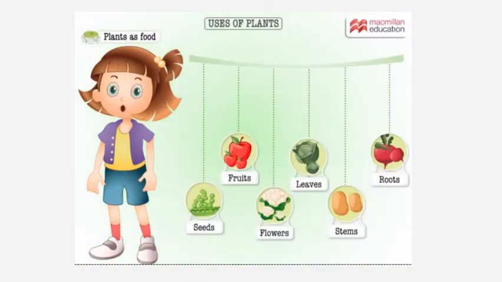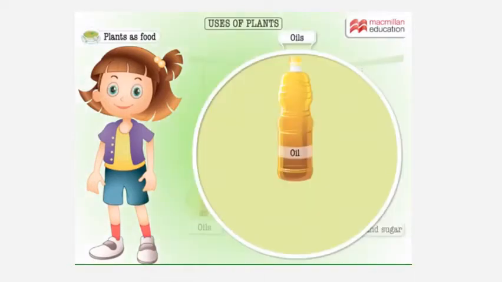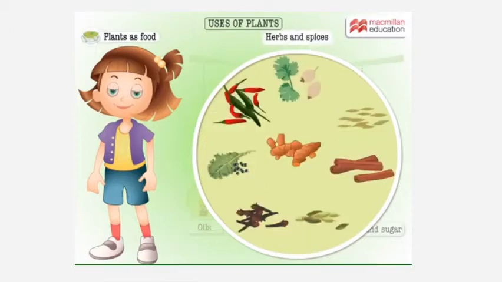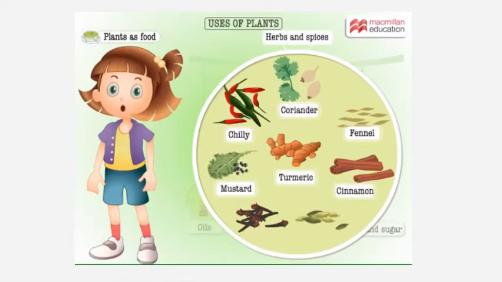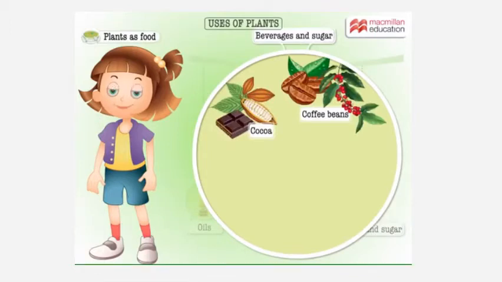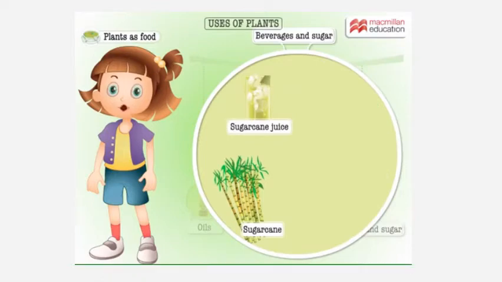Amused already? Then look at all the other plant products you take in. Oil is essential for cooking. We get oil from different seeds and nuts, such as sunflower, coconut, and peanut. Herbs and spices that make our food tasty are plant products. Chili, coriander, fennel, mustard, turmeric, cinnamon, cloves, and cardamom are used to make our food tastier. Cocoa and coffee beans are from plants, of course. Tea and sugar too are from plants. The juice of sugarcane goes through many processes before it becomes sugar or jaggery.